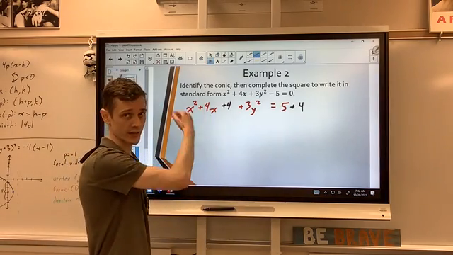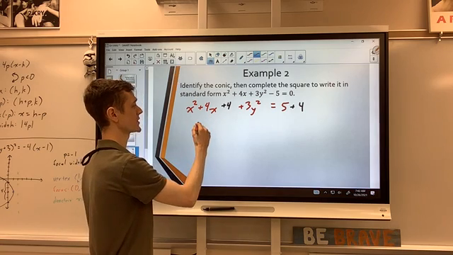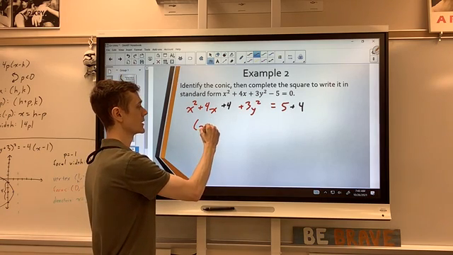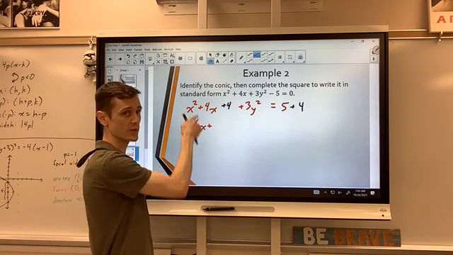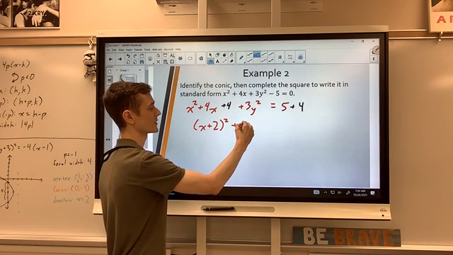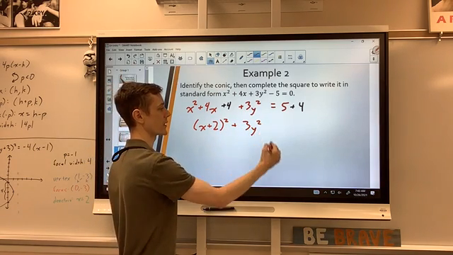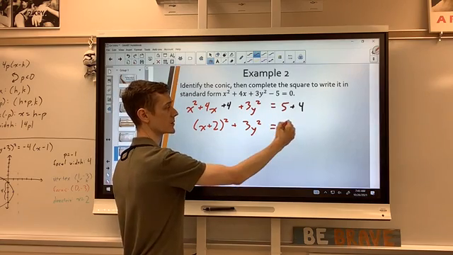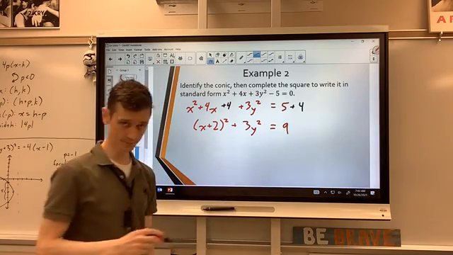Next, I factor this again. So the completing the square set up a trinomial. It will be x plus half the middle number, which is 2. And then for the other number, I didn't have to complete the square, so that's just going to stay as 3y squared. On the right-hand side of the equation, 5 plus 4 is 9.